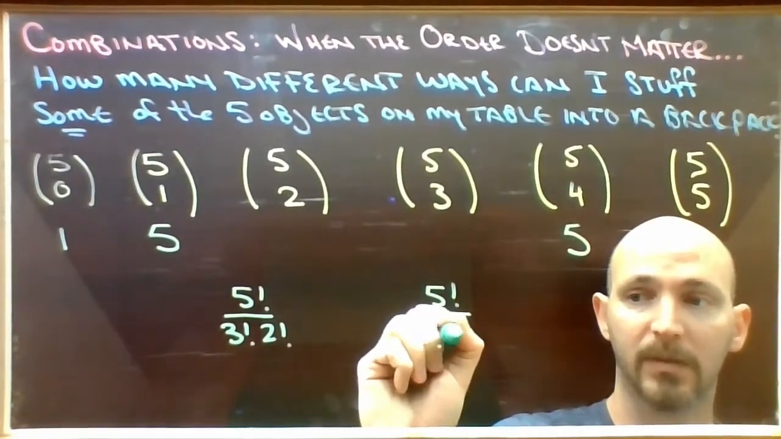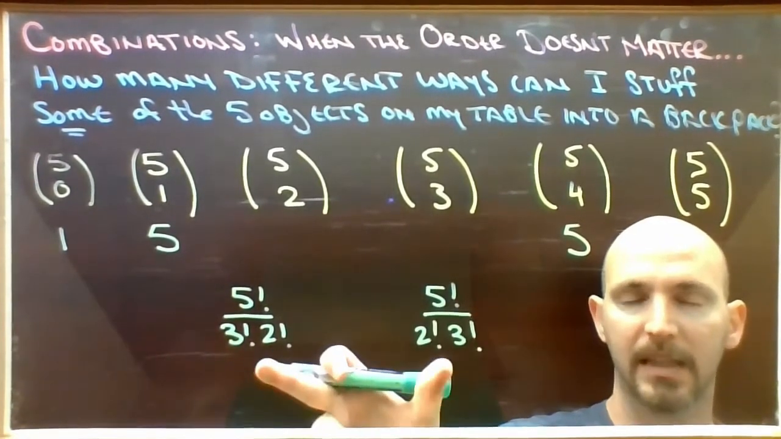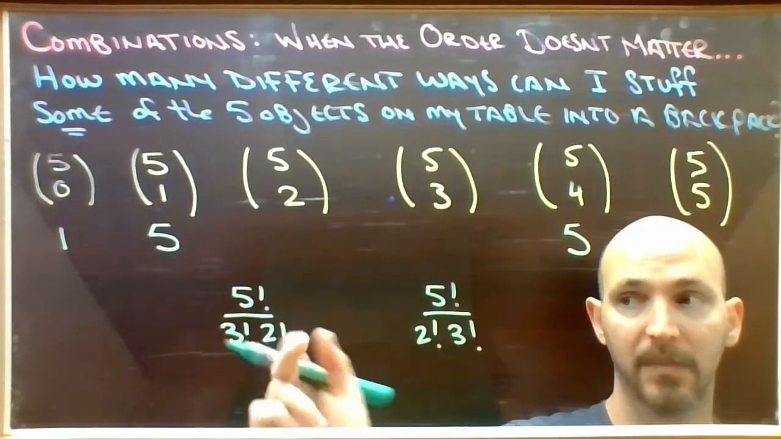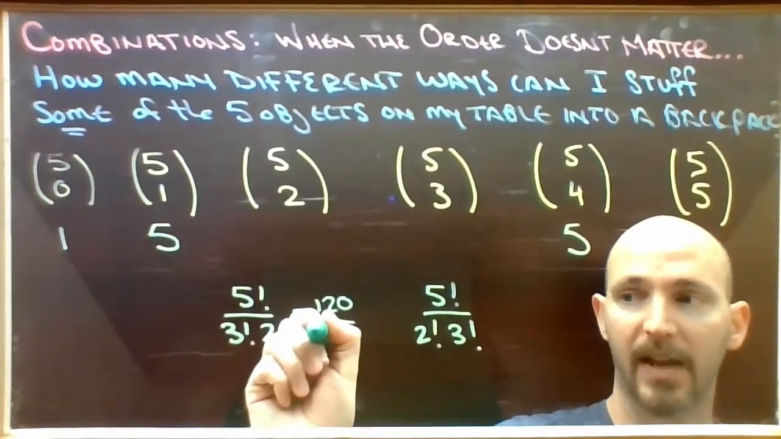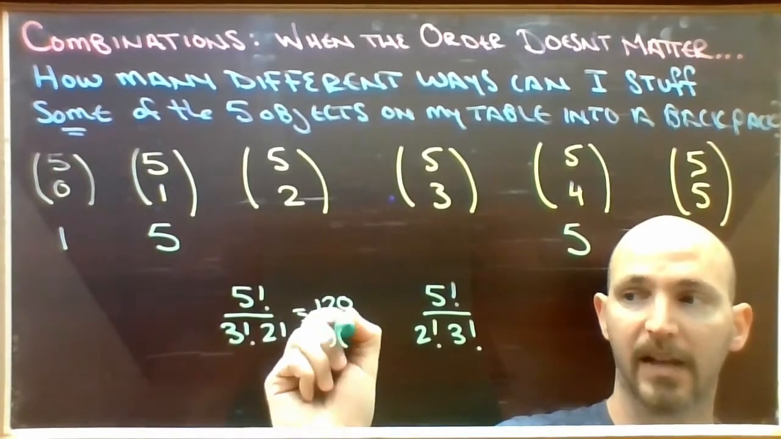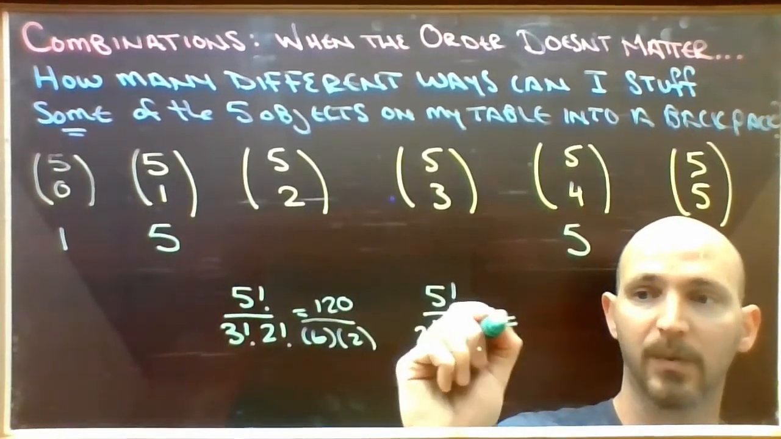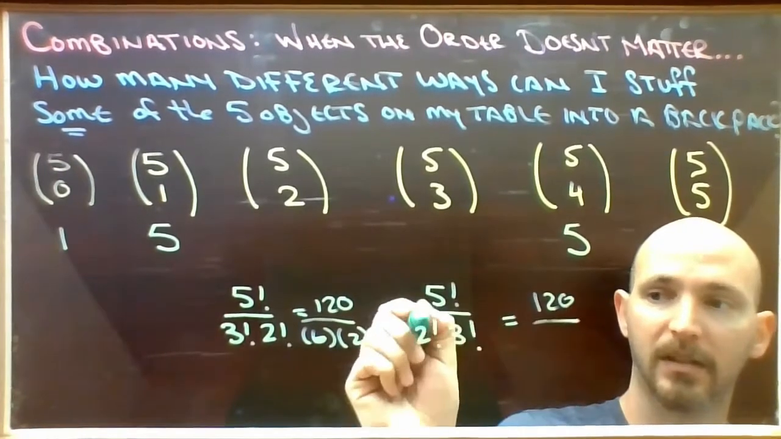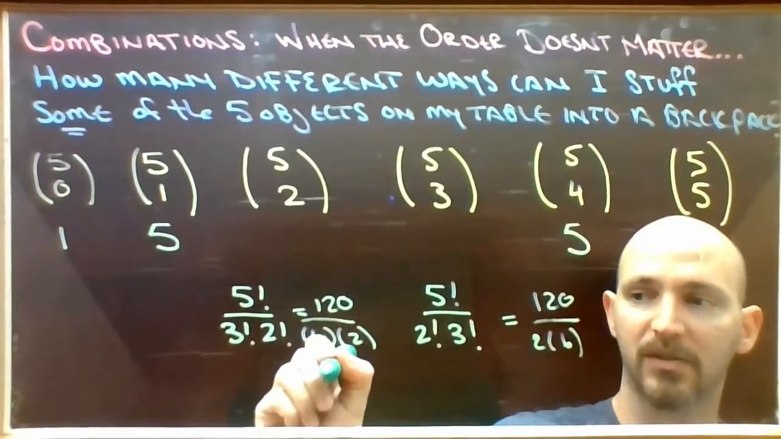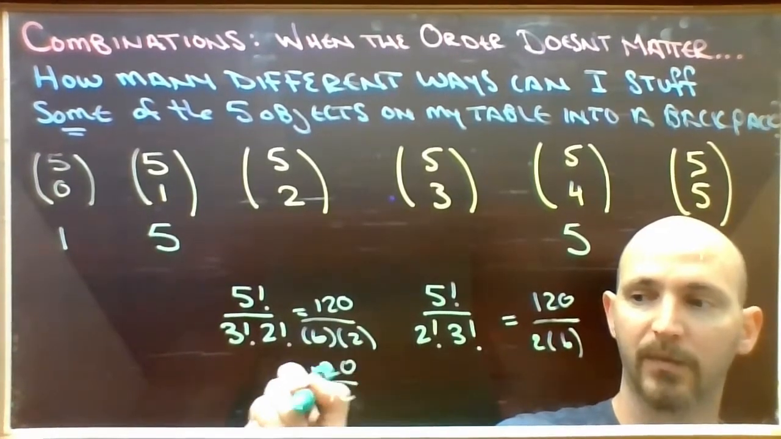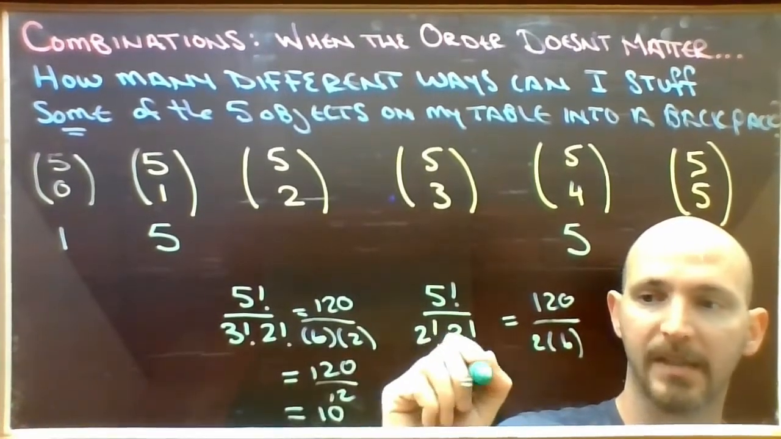Leave 2, take 3. Do you notice that these 2 fractions will be the same? 5 factorial is 120. 3 factorial is 6. 2 factorial is 2. This one would be 120 over 2 times 6. This ends up being 120 out of 12, which is 10, as does this one.